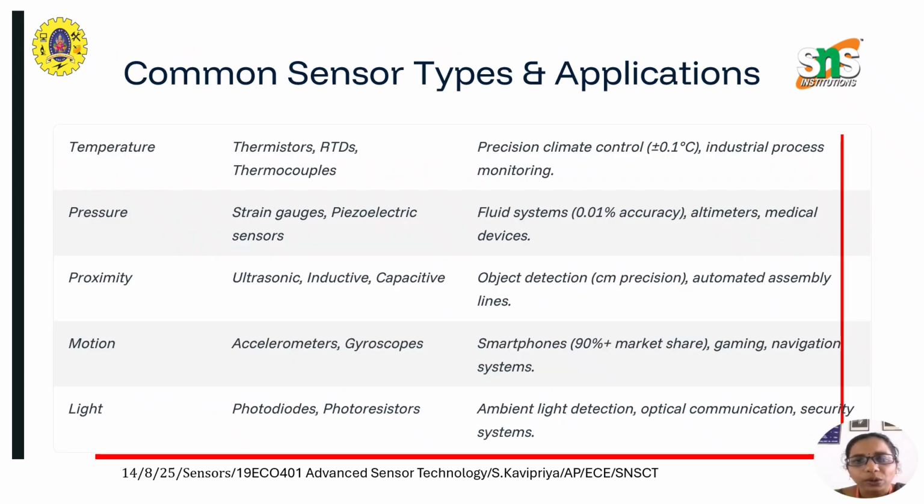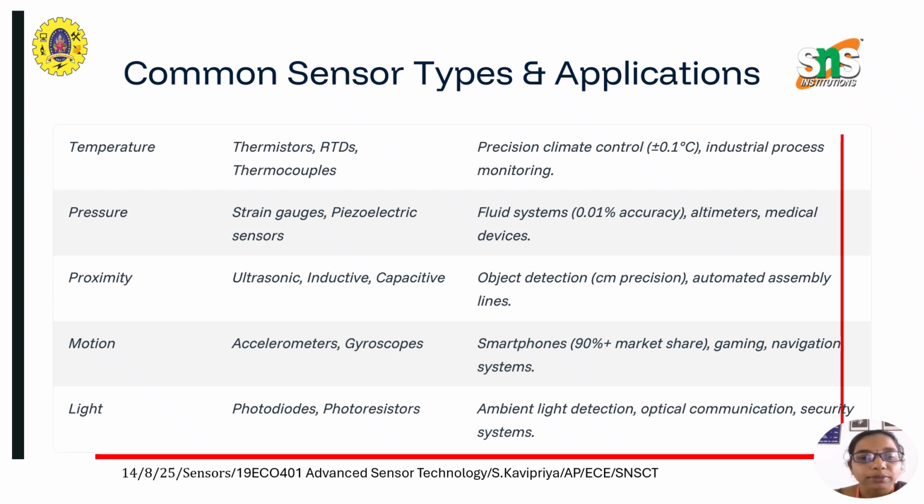Next, what are the common types of sensors available and what are their applications. Under temperature, we have the thermistor, RTD (resistance temperature detector) and thermocouple. They are used in precision climate control and industrial process monitoring. Under pressure, we have the strain gauge and piezoelectric sensors, which convert pressure into electrical signals.